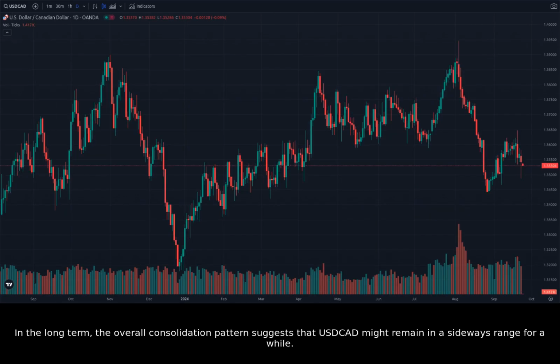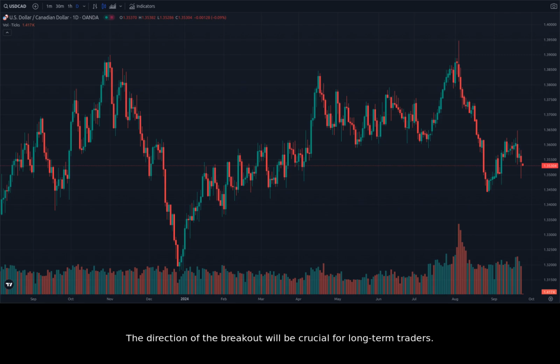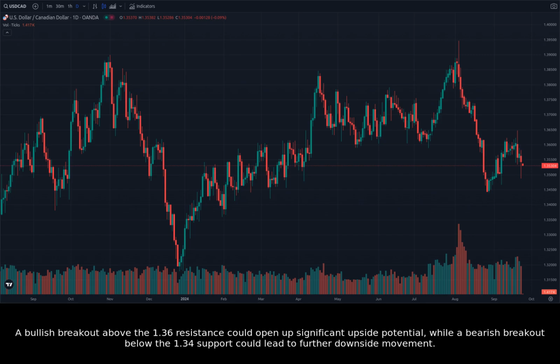In the long term, the overall consolidation pattern suggests that USDCAD might remain in a sideways range for a while. The direction of the breakout will be crucial for long-term traders. A bullish breakout above the 1.36 resistance could open up significant upside potential, while a bearish breakout below the 1.34 support could lead to further downside movement.